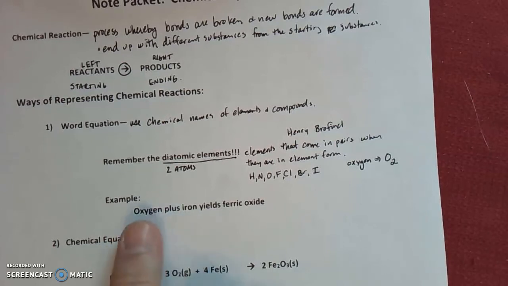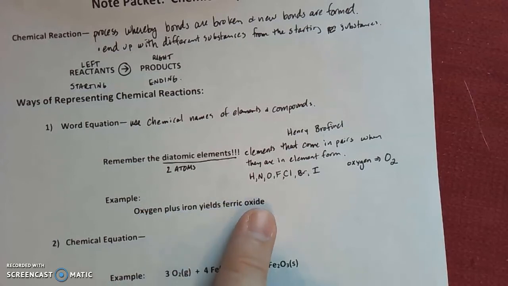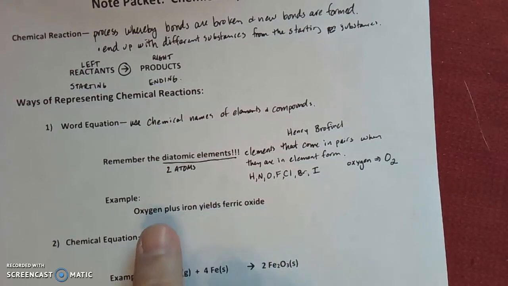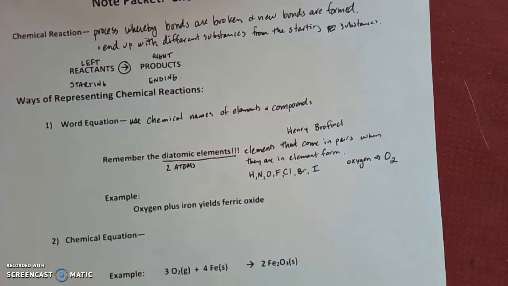So here is an example of a word equation. Oxygen plus iron yields ferric oxide. So we've used chemical names. Here we have 2 elements and we have a compound.